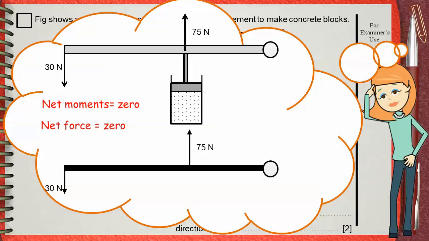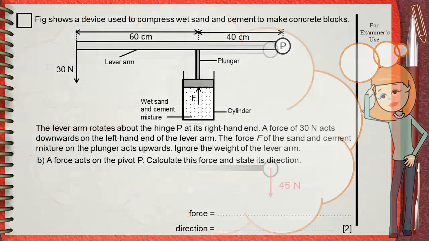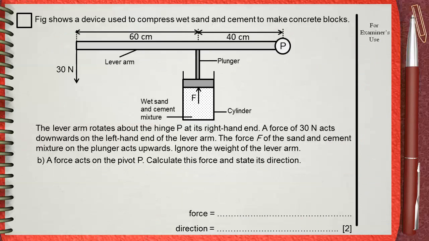This means that there is an extra force that is not mentioned in the question. This force is always at the pivot because it has no moments. In our case, it equals 45 newtons and it's downwards. Only now can we say that the total force upwards equals the total force downwards, and both conditions of equilibrium are applied. So to answer this question, we say 75 newtons minus 30 newtons. This means that the force that acts on the pivot is 45 newtons and its direction is downwards.